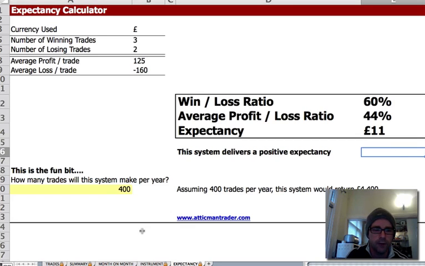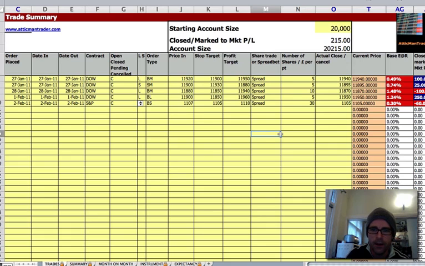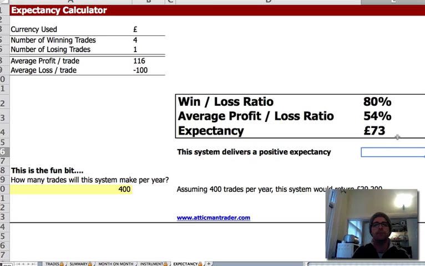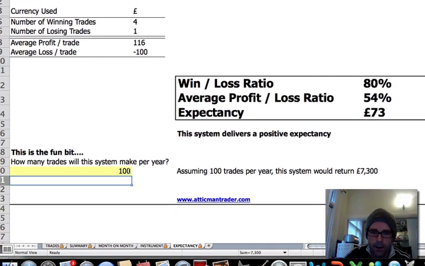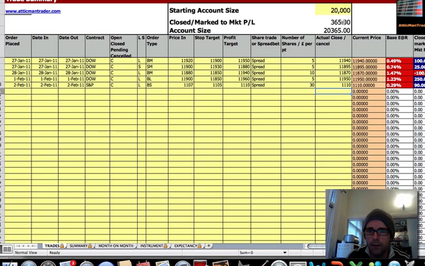But let me just demonstrate what would have happened if this last trade I'd closed at my profit target. See that now my expectancy has jumped from £11 to £73, purely and simply because my average profit to loss ratio, in terms of the average size of a win versus the average size of a loser, has now jumped up, as has my win-loss ratio. So if we traded this system 100 times a year, it would return us £7,300, which as a return on investment is somewhere in the region of 30 to 40%.